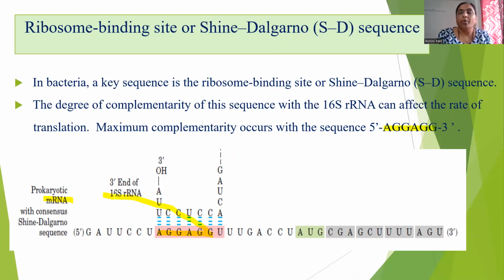Now, when there has to be translation, the mRNA should interact with the ribosome, because the ribosome is the site where translation happens, that is, the site for protein synthesis. So it is important that the mRNA interacts with the ribosome, and here it is interacting with the 16S rRNA. Why are these particular base sequences required?